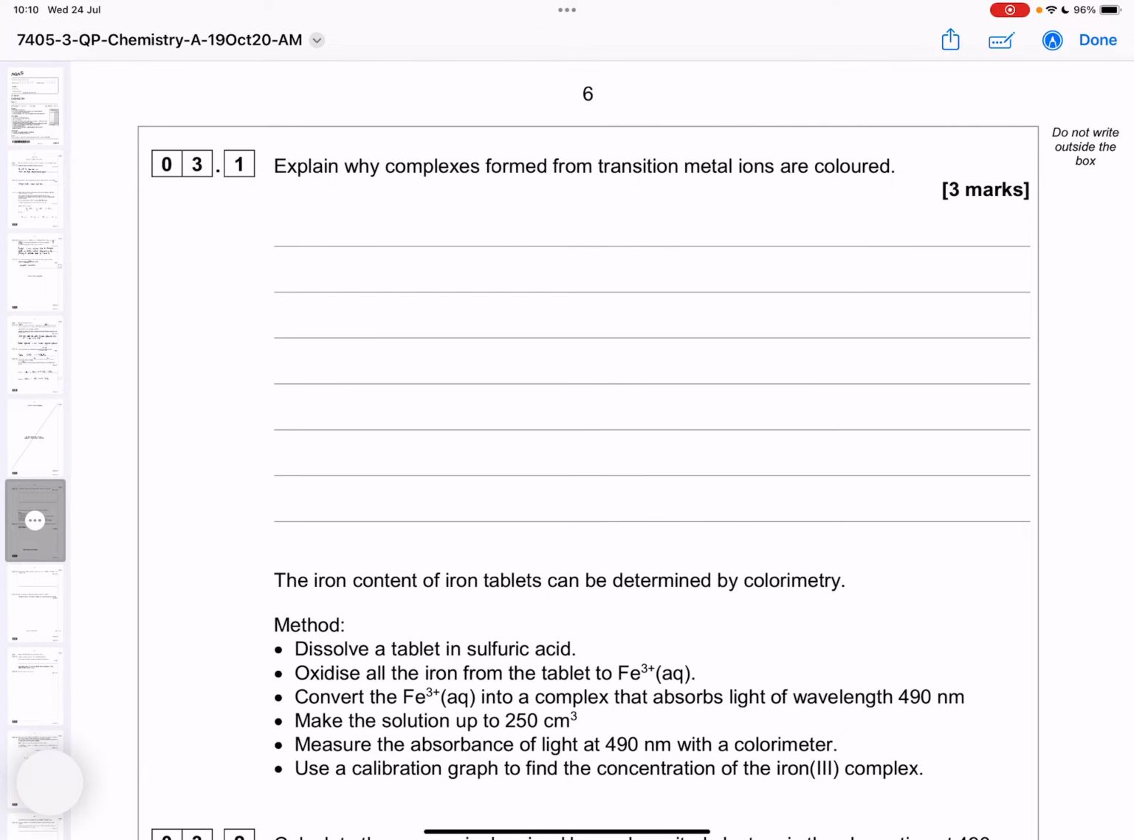Explain why complexes formed from transition metal ions are coloured. So we need to remember that complexes are our complex ions. We need to remember that they absorb frequencies, and it's important that we get this bit right, of visible light, otherwise they wouldn't be coloured.